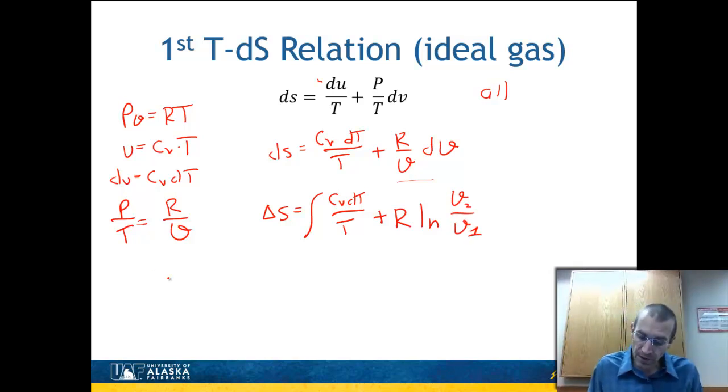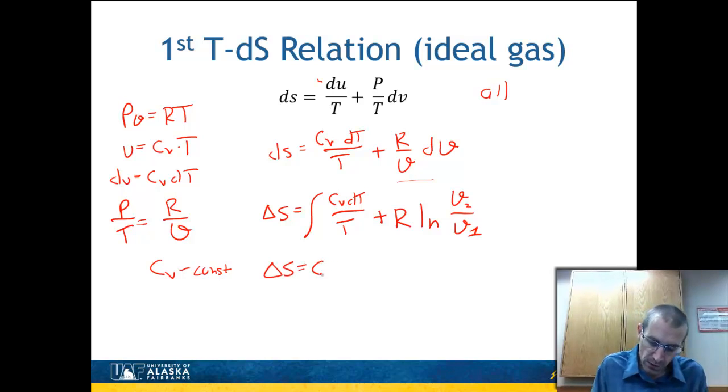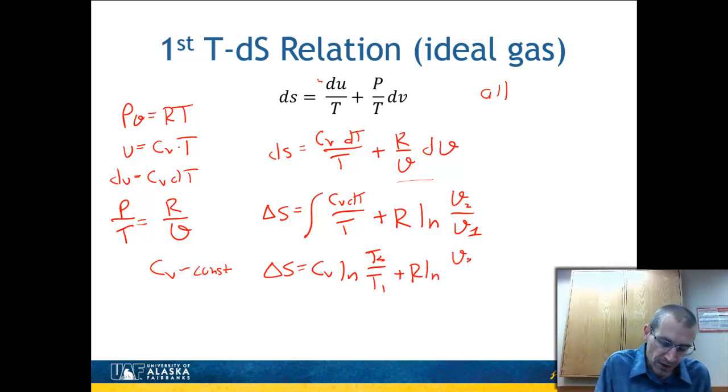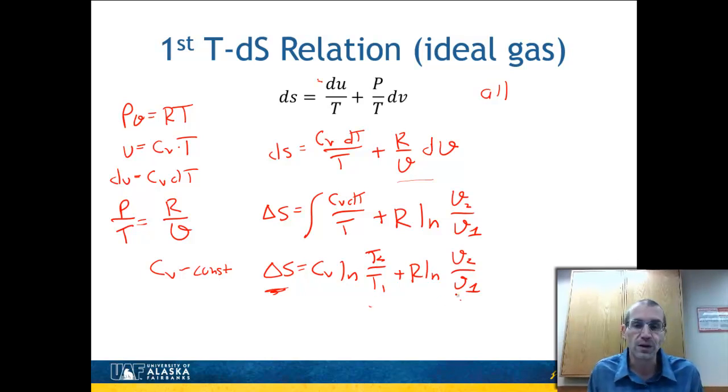Now, if Cv was essentially a constant, I could actually pull it out of the integral in the first one, and I would have this form. Delta S is equal to Cv ln of T2 over T1 plus R ln of V2 over V1. So again, remember, these are pretty powerful relationships. I'm able to determine changes in entropy, which we don't have any meters for, using temperature and volume. Two fairly simple things to go ahead and measure.